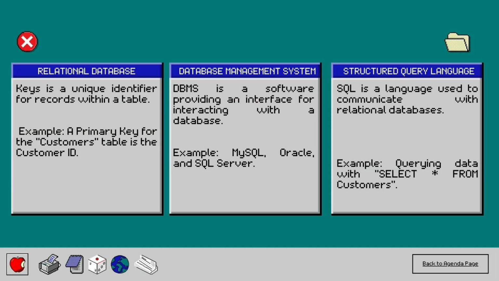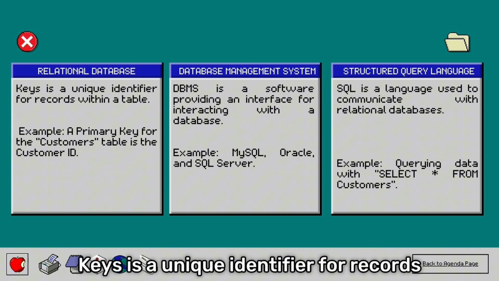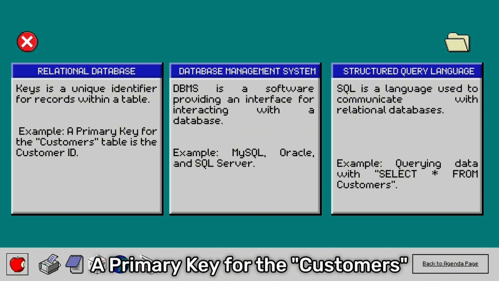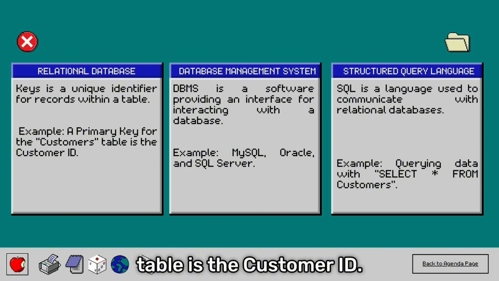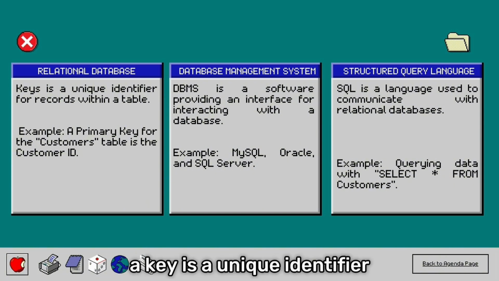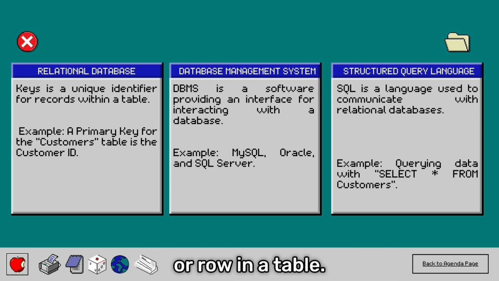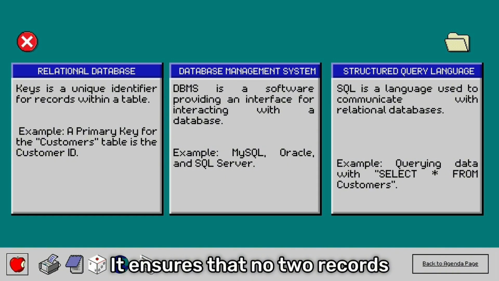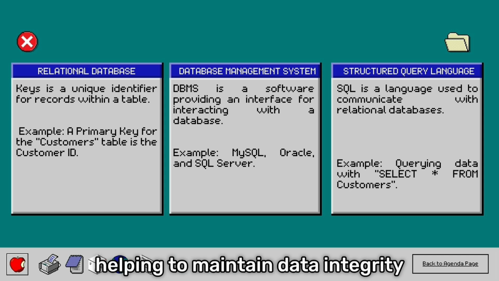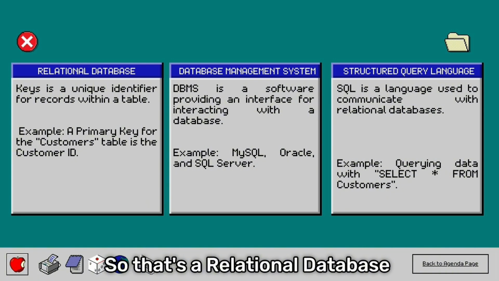Okay, next. Relational database. A key is a unique identifier for records within a table. Example, a primary key for the customer's table is the customer ID. So, in a relational database, a key is a unique identifier used to distinguish each record or row in a table. It ensures that no two records have the same value in the key columns, helping to maintain data integrity and prevent duplication. So that's a relational database.